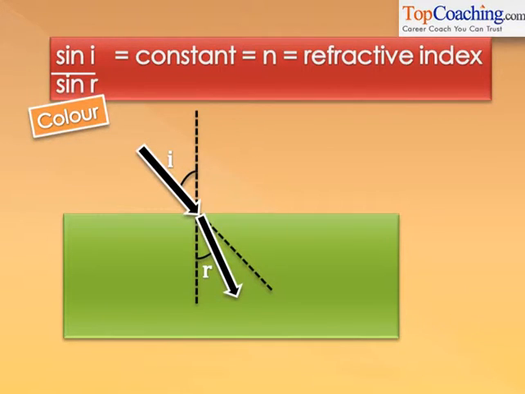Understood? Generally, if we talk about the refractive index, we talk about the refractive index for white light, the light we see in our daily lives. So if I say that the refractive index of water with respect to air is 1.33, what I mean is that sin I by sin R when light travels from air to water is 1.33 for white light.